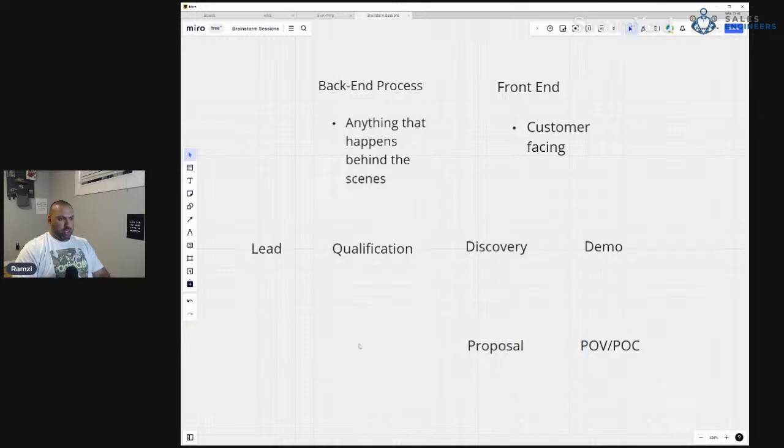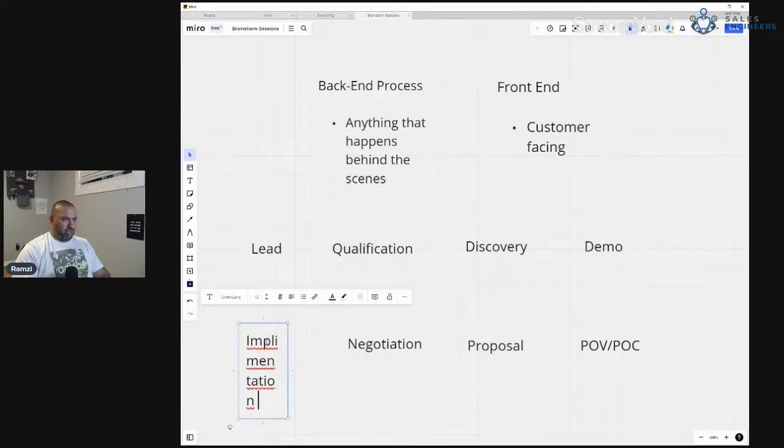And then the negotiation. Proof of concept, that's right. Do you know what proof of value is? Oh, I just said it. POV is proof of value. Negotiation. And if you close the deal, then you have implementation.